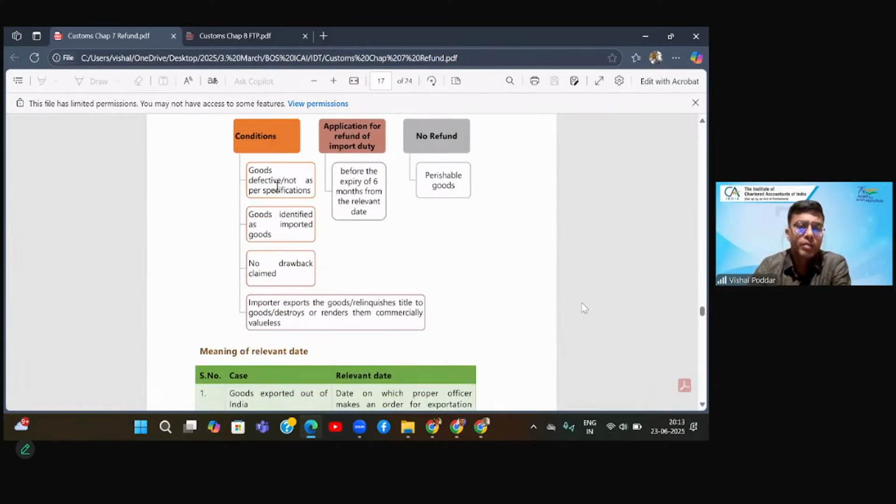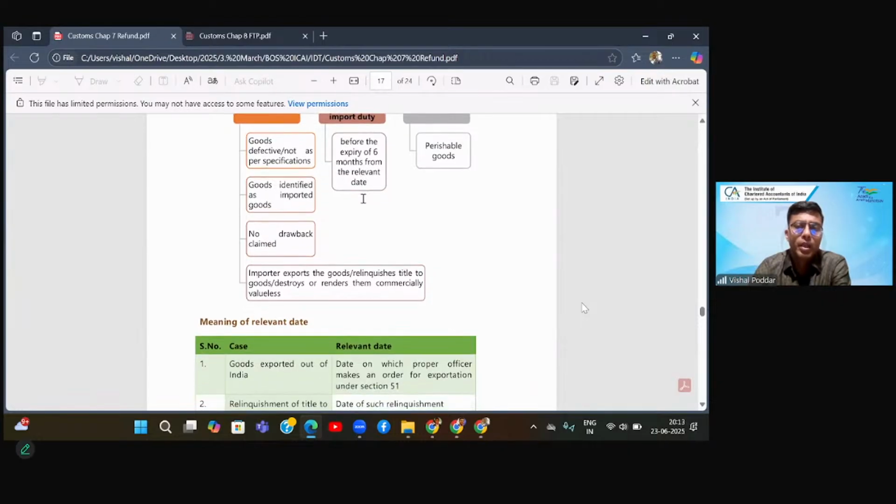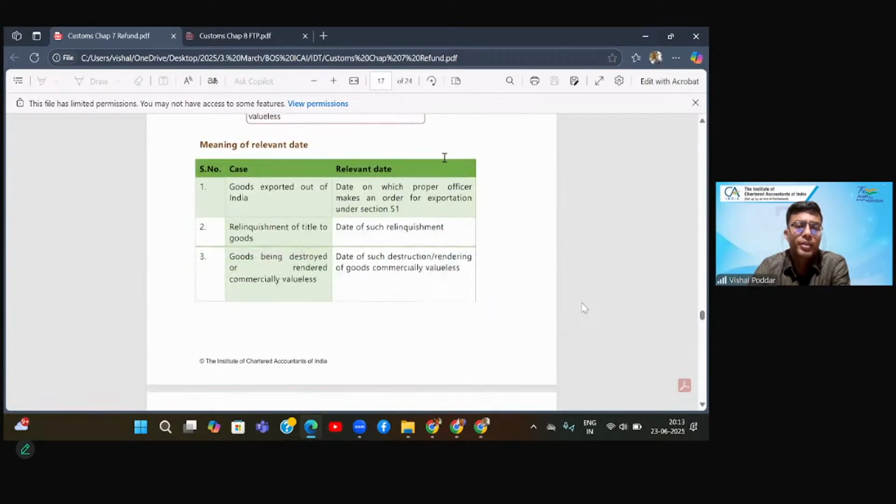Goods are defective, not as per specification. Goods are identified as import goods. No drawback is claimed. So what is this point? This point is importer exports the goods or relinquishes the title to the goods or destroys or renders them commercially valueless. So at such times, the import duty which you had paid shall be returned back to you. Application should be made before the expiry of 6 months and no refund if it is of perishable goods.